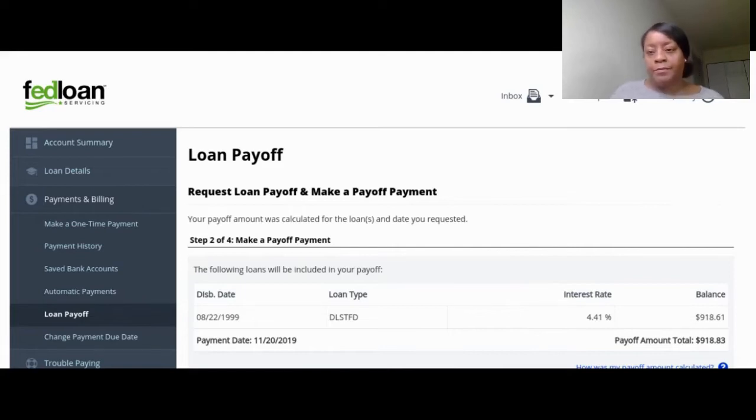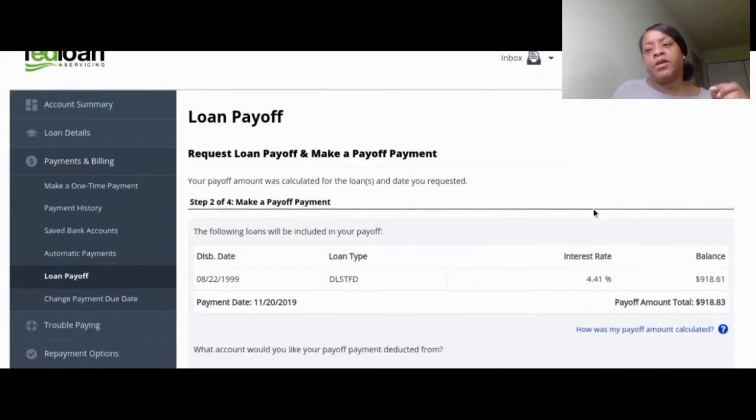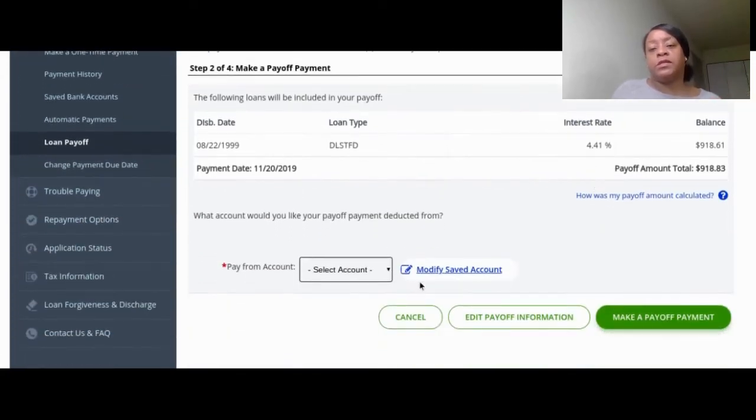I use Nerdwallet. They have an interest calculator, and I'll make sure I leave the link below just in case anybody's interested in using that. It gives pretty good estimates for your daily amount of interest that you pay on your student loans.